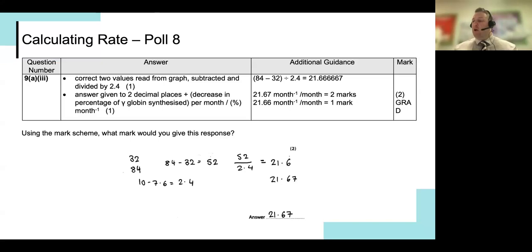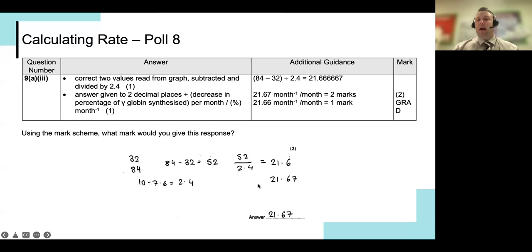In this particular question, I think I've got a poll set up. There is a response at the bottom, and the mark scheme is at the top. Let me just see if I can get this poll going. Just give me one wee second. Yeah, okay, go with this one.